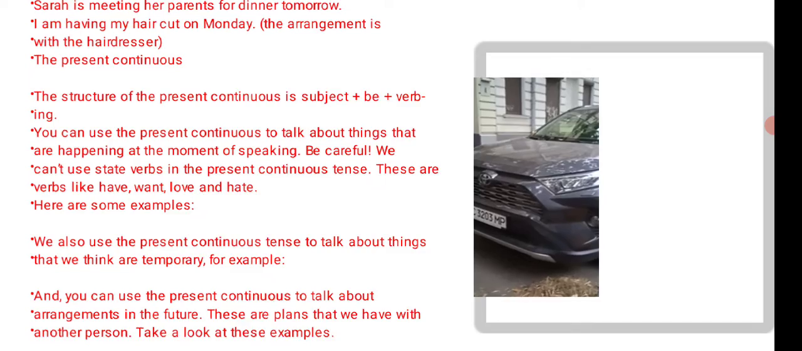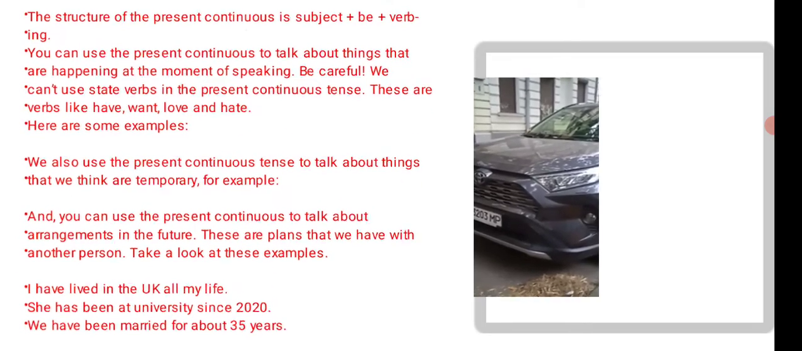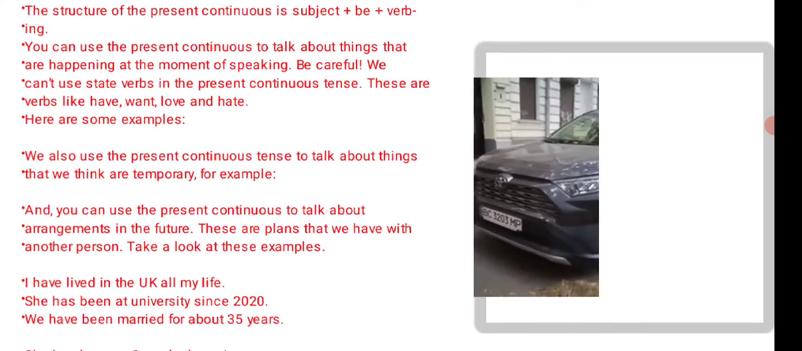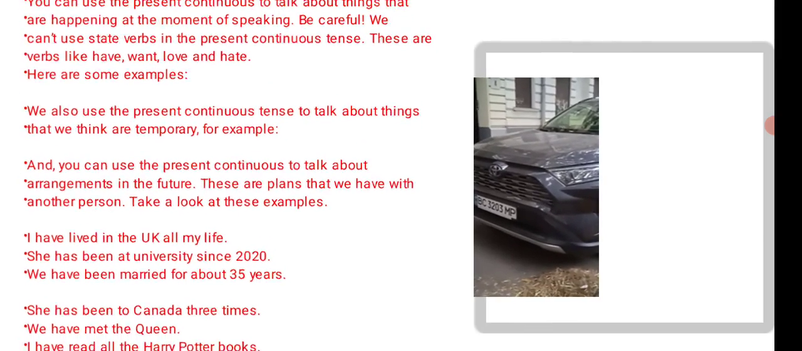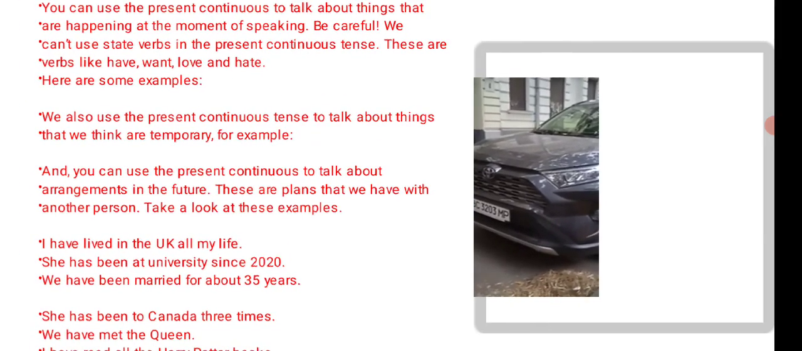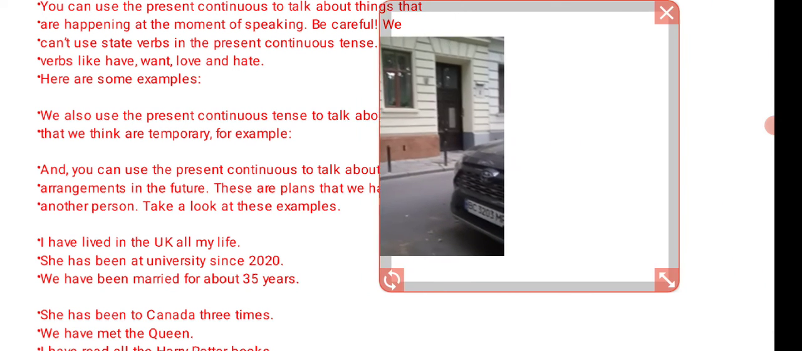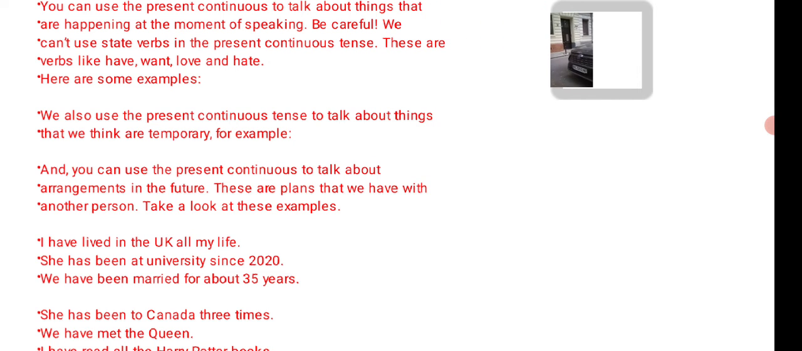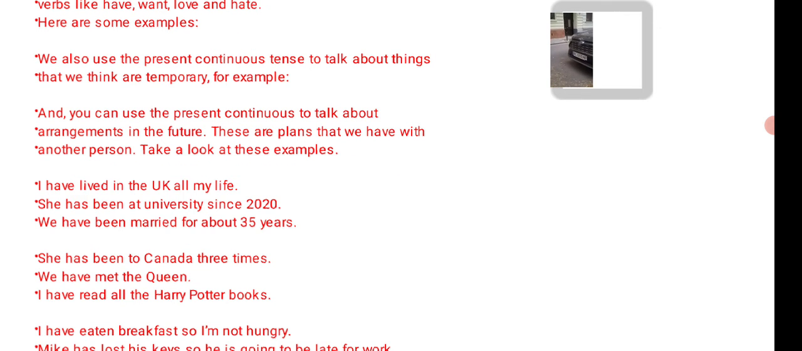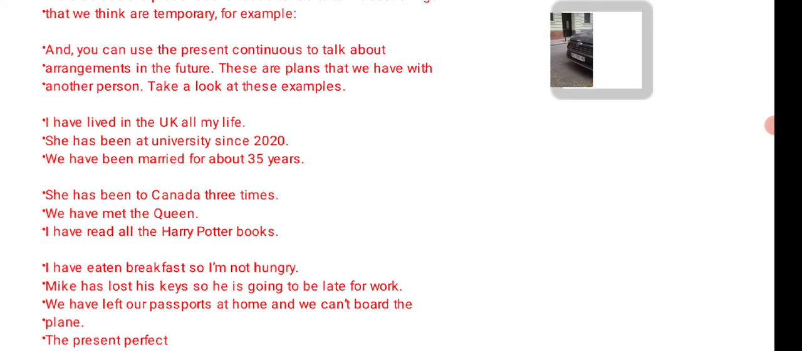The present continuous is subject plus be plus ing. You can use the present continuous to talk about things that are happening at the moment of speaking. Be careful, we can't use state verbs in the present continuous. These are verbs like have, want, love, and hate. And you can use the present continuous to talk about arrangements in the future as well.